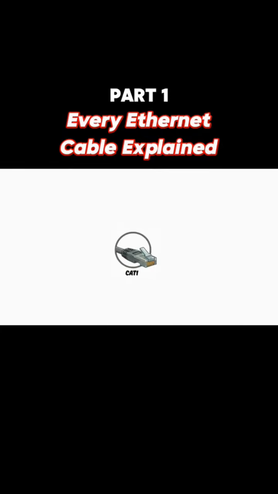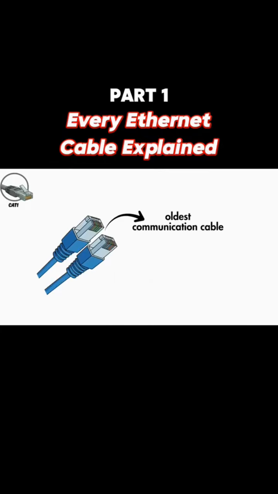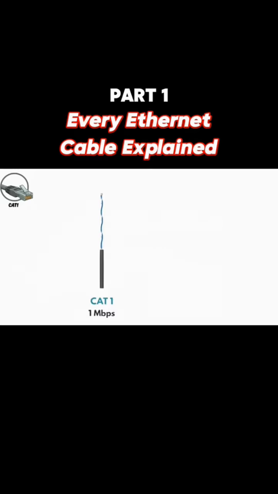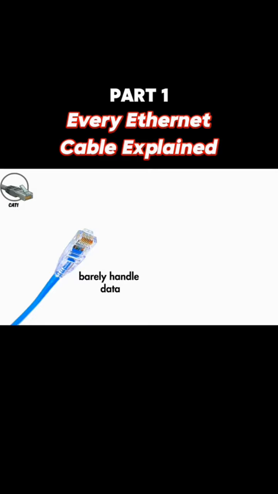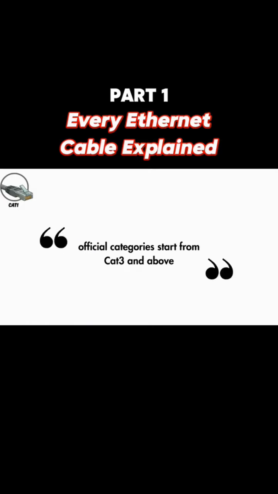Category 1, or Cat1, is the oldest communication cable and was designed only for voice telephone signals. It usually contains just one pair of copper wires and supports very low frequencies. This was fine for phone calls, but once computers needed faster internet, Cat1 couldn't keep up. It can barely handle data and isn't recognized in modern networking standards, since official categories start from Cat3 and above.